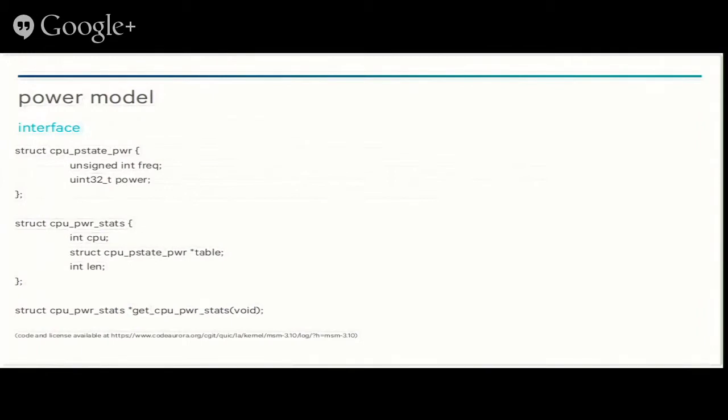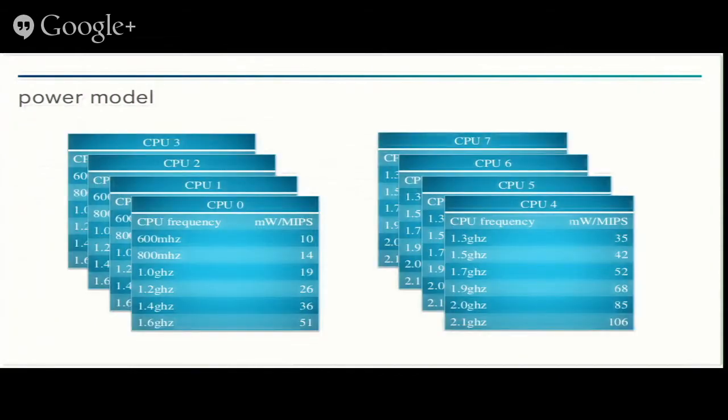So we have a power driver which can register with the scheduler, and then we have this callback that we can call from the scheduler to get power data. For every CPU, we'll get a table that contains, for every supported frequency, the power cost, a milliwatts per MIPS number, for every frequency supported by that CPU. This is what that will look like. When I call that API, I get this data back, and I can then use it to make intelligent decisions about where to place my task, assuming I have an idea about its CPU demand.